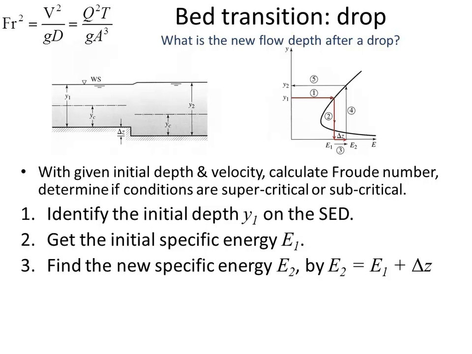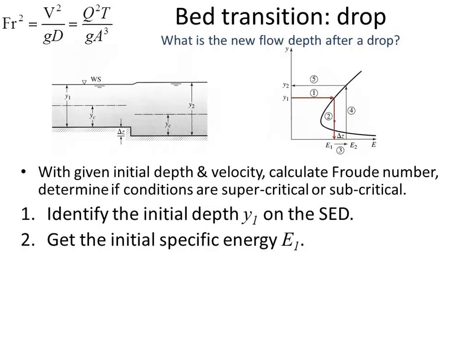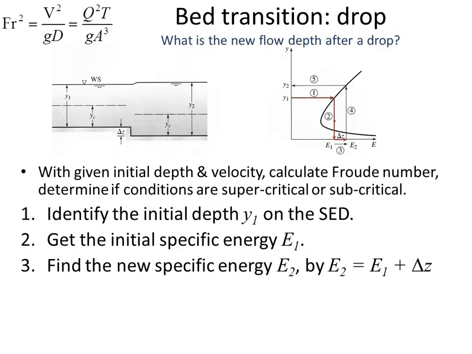A step down, E2 is the energy at 1 plus the change. And that just makes sense. The water is going down, it's gaining energy. It's sort of going off a cliff in a sense, and it's picking up some specific energy because of that delta Z. And so now on the diagram, what you'll notice is that we went from our initial energy level, E1, over to E2 because of the delta Z.